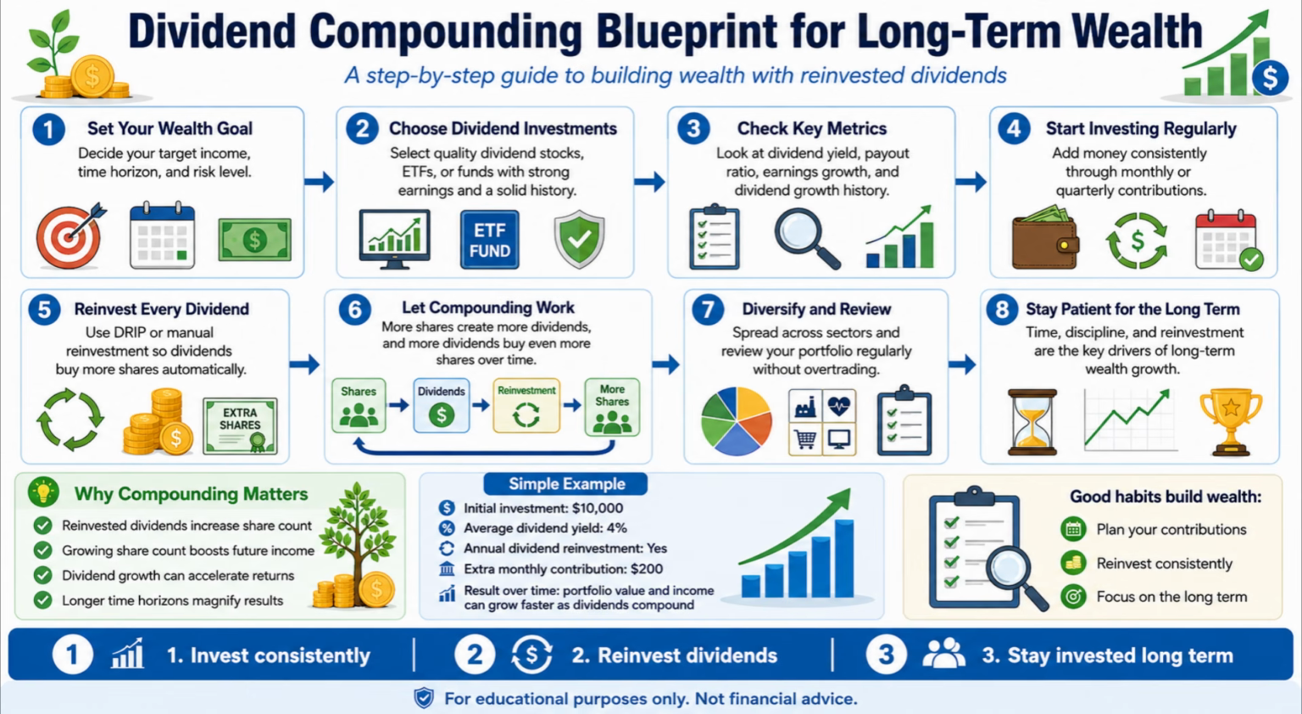After that, check important financial metrics before investing. Review the dividend yield, payout ratio, earnings growth, and dividend growth history. A very high yield may sometimes indicate higher risk, so it is important to examine the company's overall financial strength instead of focusing only on income.